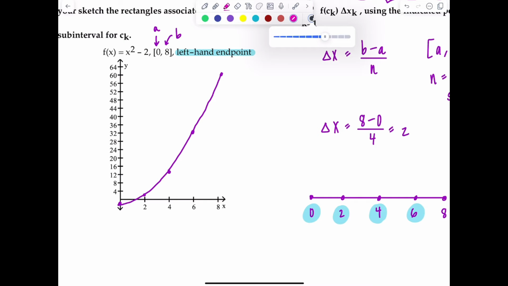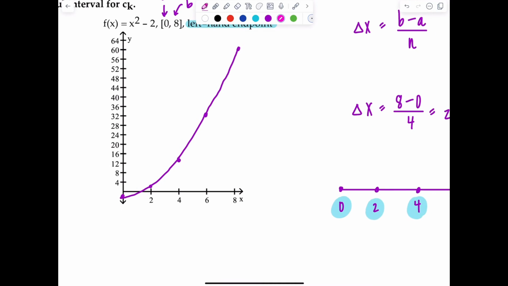So let's not make this complicated. I just want a pen. I want a gentle pen to draw this for you people. The first subinterval is from 0 to 2, but I'm using left endpoints, so the height of the rectangle is determined by the function value at 0. You just draw a horizontal line segment for 2 units, however long delta x is, and that's your rectangle. Then you can shade it in if you like.